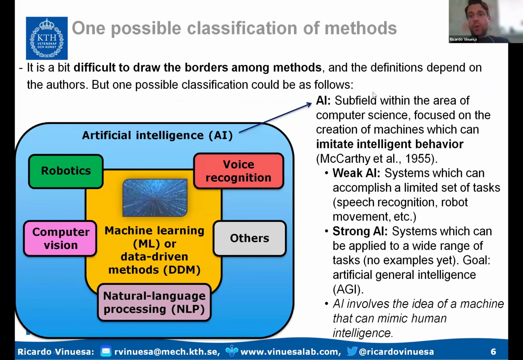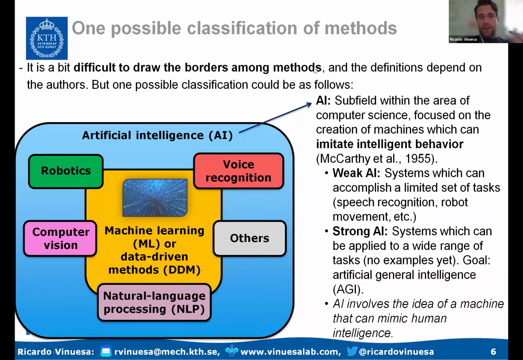Now, if we want to classify machine learning methods, and this is just one possible classification, we start with this figure that you can see here. Artificial intelligence would be kind of an overarching method, which is a subfield of computer science with the idea of creating machines which imitate intelligent behavior. This was a term developed by McCarthy and others in 1955 for a summer research program. So they were hoping to basically solve it in one summer. That was very optimistic. It's taking a bit longer than that, but we can see different types of AI.